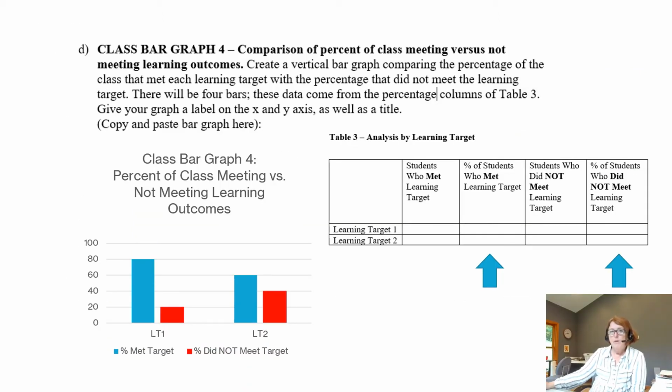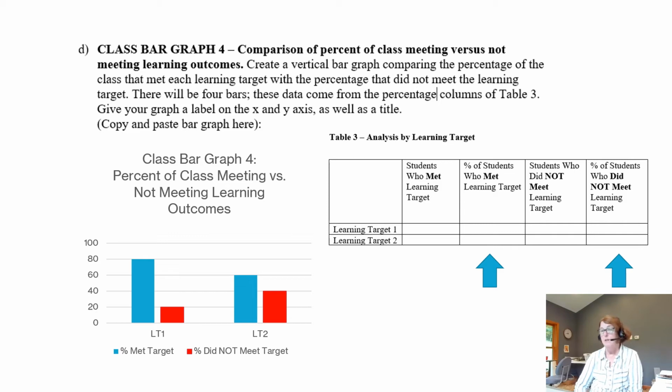Class Bar Graph 4 is a comparison of the percent of the class that met versus did not meet each learning outcome. There are 2 learning outcomes. So what percent of the class met that learning outcome and what percent did not meet it? This comes from Table 3. Again, I'm not going to give you the numbers, but if you look at the second column where the blue arrow is pointing and the last column where the blue arrow is pointing, you're going to see there are 4 cells there: 2 for learning target 1 and 2 for learning target 2. Those are going to be represented by the blue and red bars.